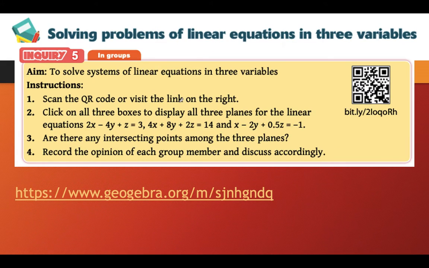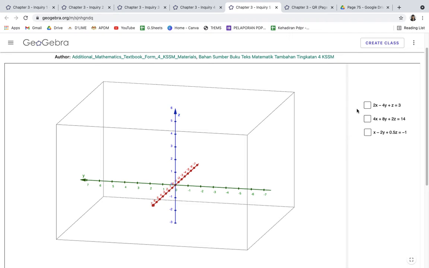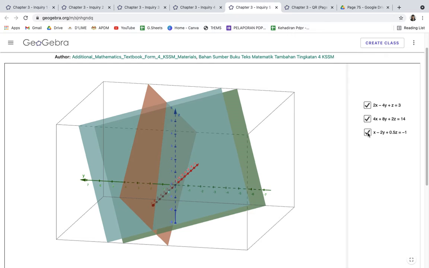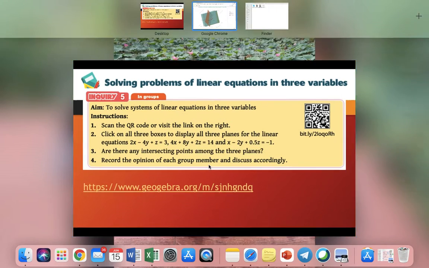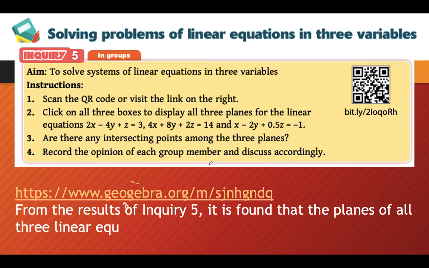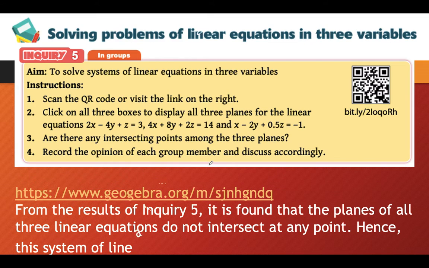Okay, inquiry 5. Let's see. Just now we saw intersecting at one point, and intersecting at one line. How about this? It never intersects at all. Okay, this one, you see, it never intersects. All never touch each other. So if they never intersect at all, from the results of inquiry 5, it is found that the planes of all 3 linear equations do not intersect at any point. Hence, this system of linear equations has no solution because they never touch each other.